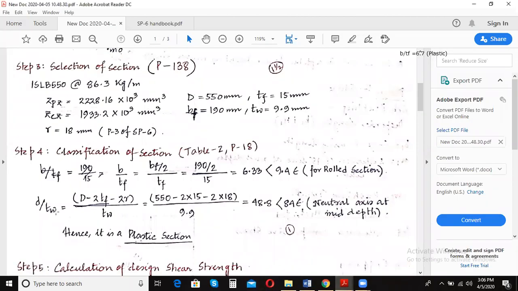So D by TW, now how to calculate D? You have to calculate D by subtracting twice TF and twice the root radius from the overall depth. Our overall depth is how much? 550. Here I have written it as capital D, actually I should be writing it as H. D by TW will be equal to H minus twice TF, where TF is the thickness of the flange, minus twice R, where R is the root radius, this divided by the thickness of the web, that is TW. So what is my overall depth? It is 550.